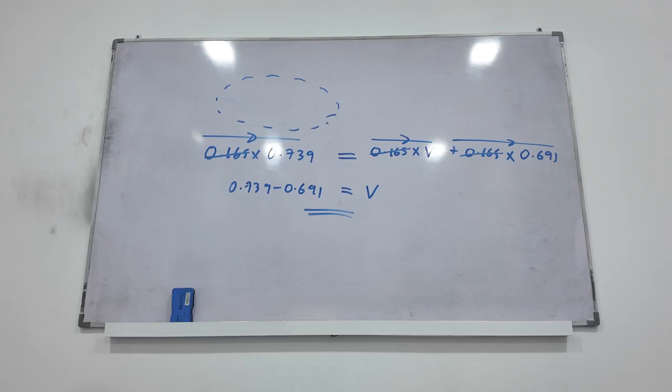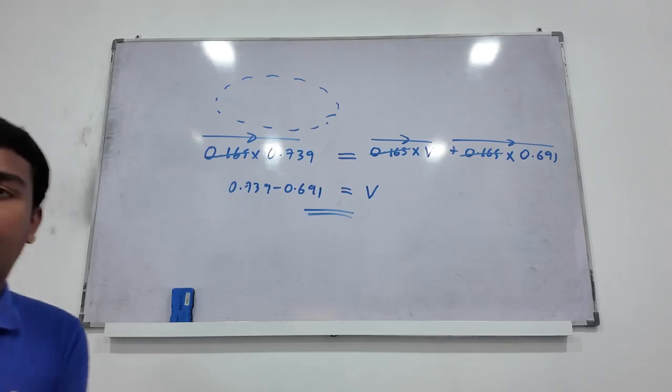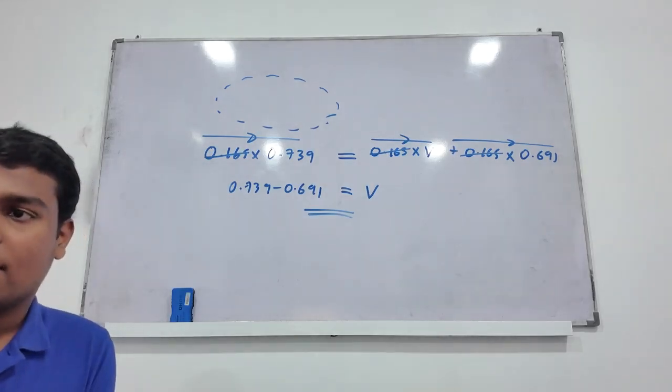Okay, part B. They are asking to determine the decrease in total kinetic energy. So you have to find the initial kinetic energy, and then find the final kinetic energy. The difference between them is what you have to take here. I'm pretty sure you have done that.